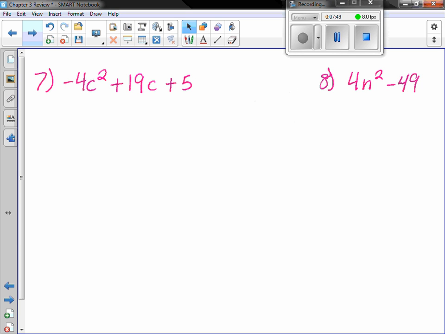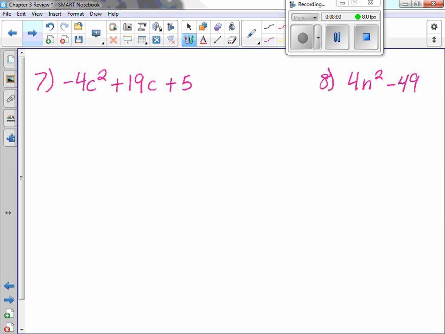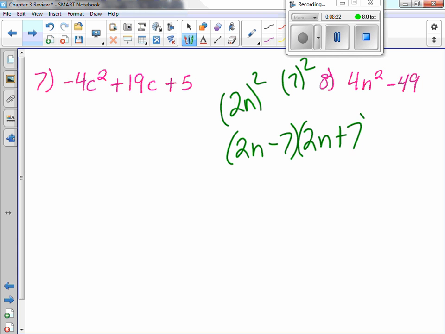Any others on number 8? So looking at number 8, is there a greatest common factor? No. Now, when I look at this here, I notice that 4n squared is a perfect square, isn't it? Because I can rewrite it as 2n times 2n. Is 49 a perfect square? So this here is a difference of perfect squares. Because I know that I could really rewrite the first one as 2n squared, and I could rewrite the other one as 7 squared, yes? So since I see that, I could really say 2n minus 7 times 2n plus 7, using the properties of the difference of perfect squares to solve this.